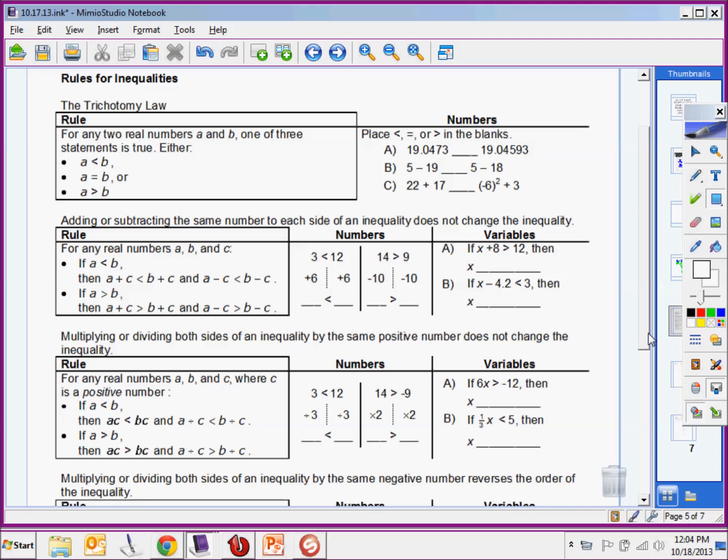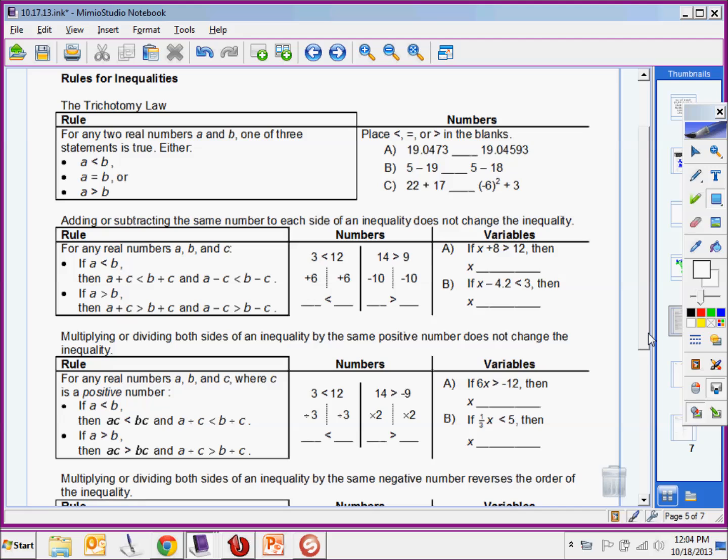So here we go. It says the rules of inequality. By now, from learning inequalities around the 3rd and 4th grade, these are the rules you should be familiar with. The first one, you may not know it by this name, but you know that it's true. It's called the Trichotomy Law.